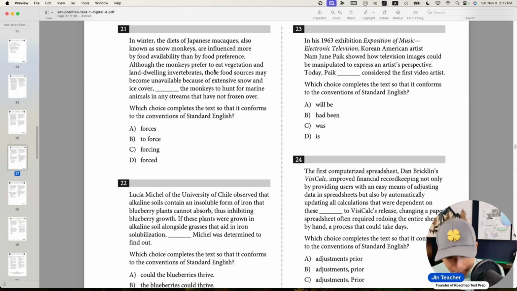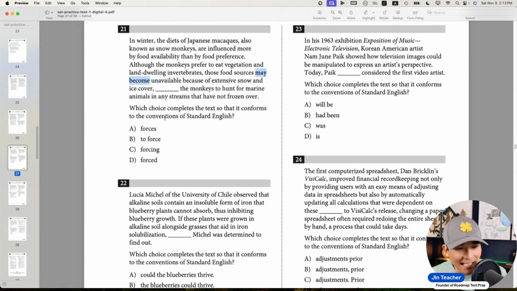Now, why is that important to know here? It's important because the independent clause of the sentence is "those food sources may," so "may" is going to be my first verb, right? Those food sources may become unavailable because of extensive snow and ice cover. So I already have a main verb here.